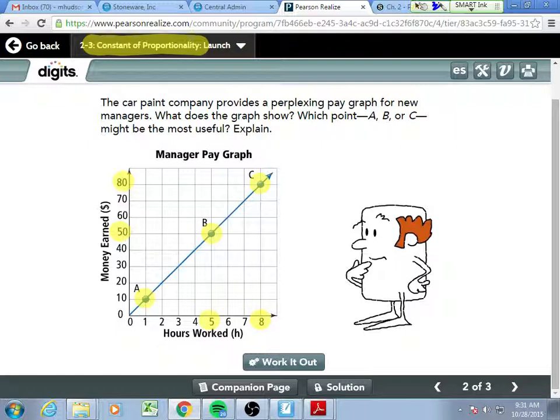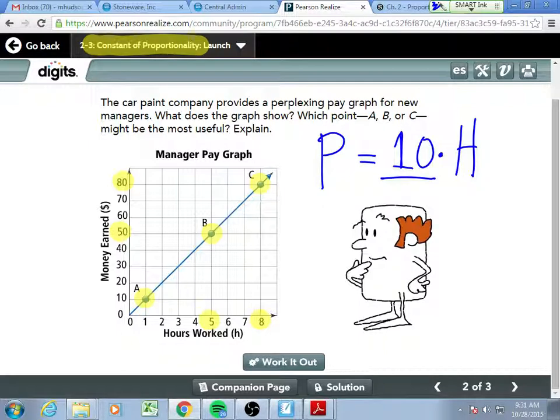So if we want to talk about the y value, or actually I'll use some better variables, I'll say his pay is what times the hours. Franny, what do you think? His pay is what times the hours? Yeah, it's just 10 times the hours. He's making $10 an hour.